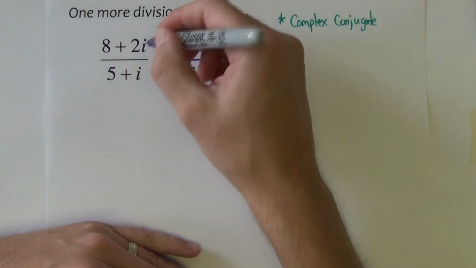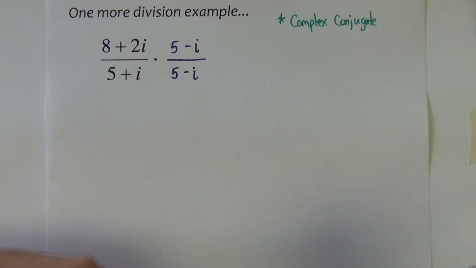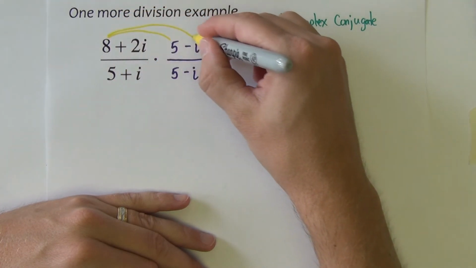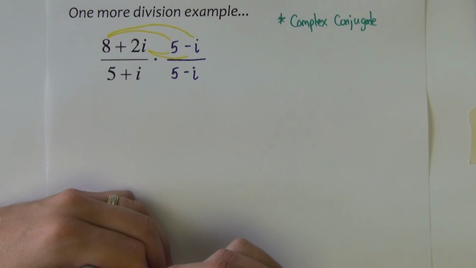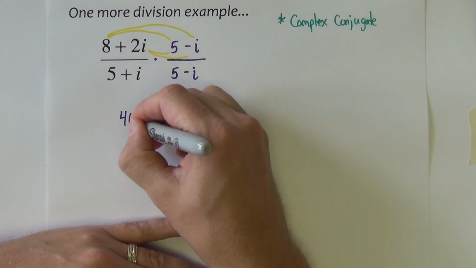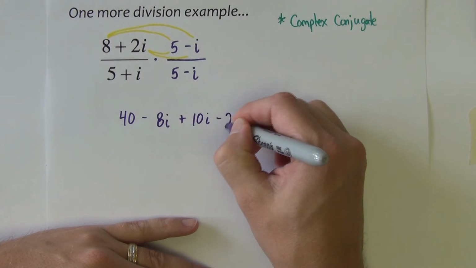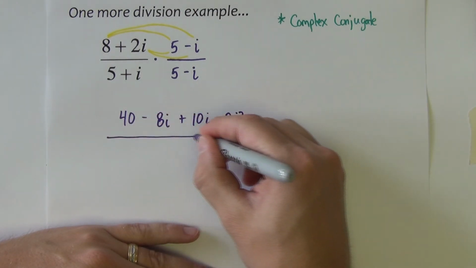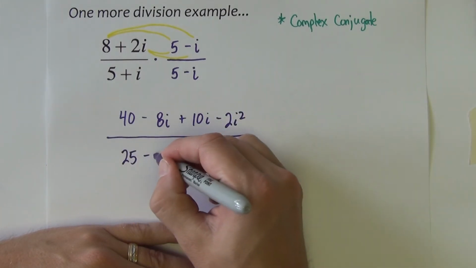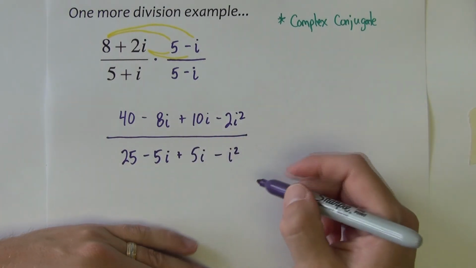Okay. So what we need to do is FOIL on top. So if you want, you can draw the lines in here. We're going to run through this, this, this, and this. Okay, we're going to do the same thing in the denominator, but in the numerator we get 40 minus 8i plus 10i minus 2i squared. Denominator, I'm going to do the same thing. I'm not going to draw the lines though. It's 25 minus 5i plus 5i minus i squared.